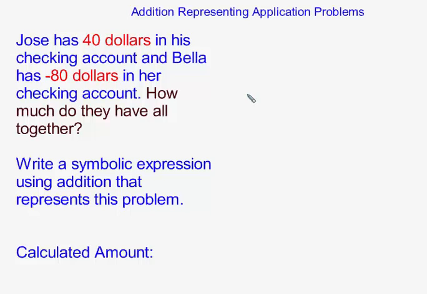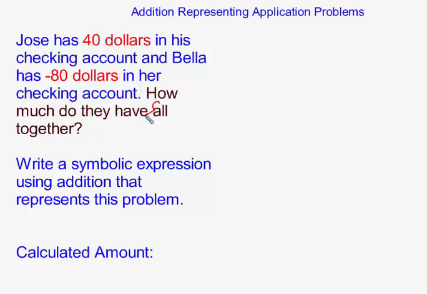And I'd like to do a couple more examples. In this example, Jose has $40 in his checking account, and Bella has negative $80, which you can think of as she owes her bank $80 because she wrote a check for more money than what she had in her checking account. The question is, how much money do they have altogether?